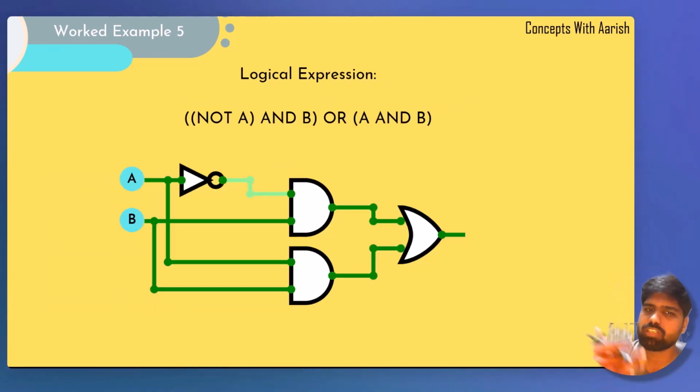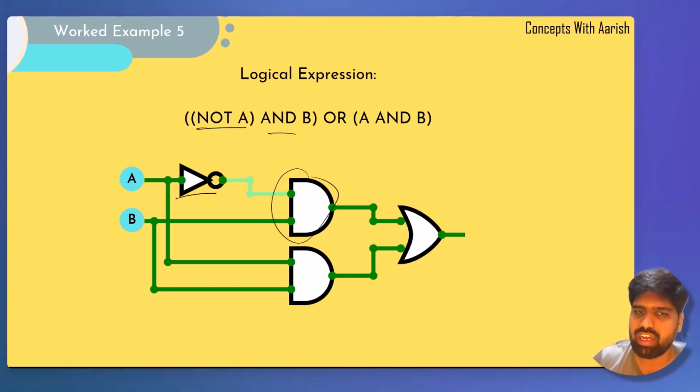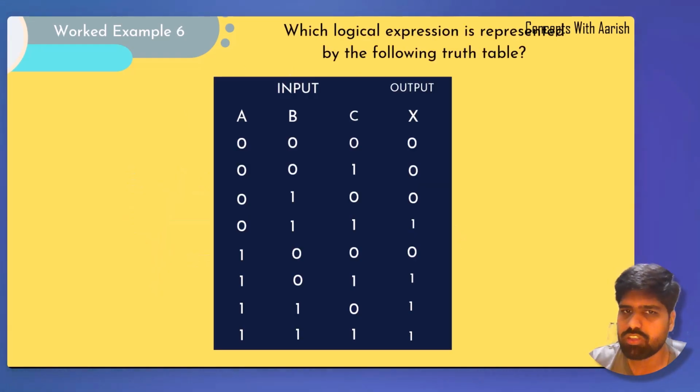Okay, and then from the logic expression you can easily make a circuit out of it. You can see not A, and you did it AND with the B, and then again A and B, very simple. So one from over here and one from over here, and then you combine them together and apply the OR over here. So that's how you can do it.